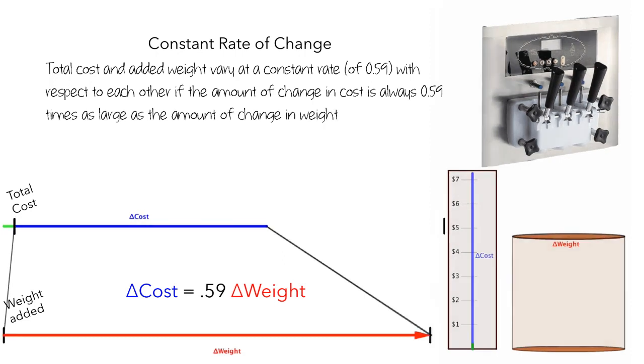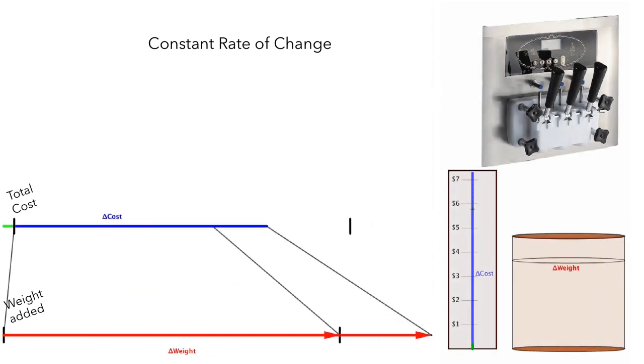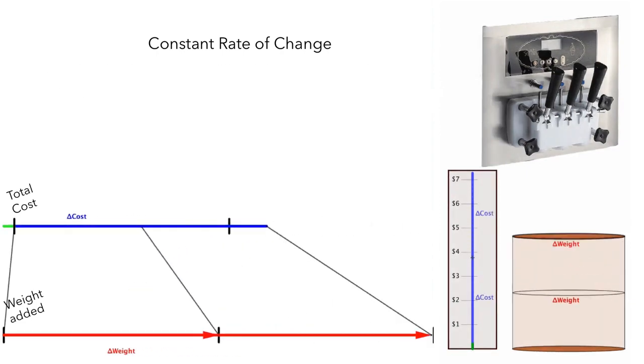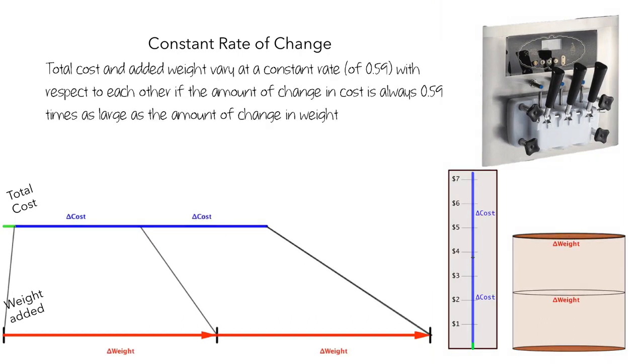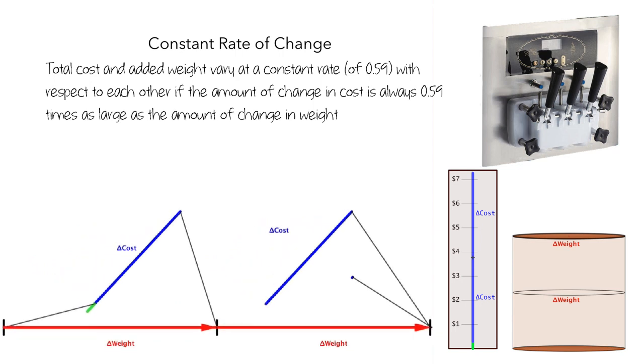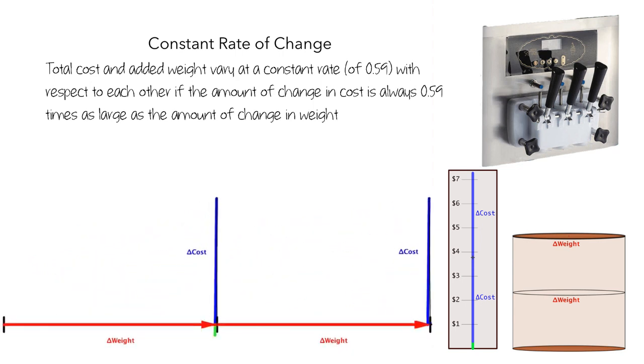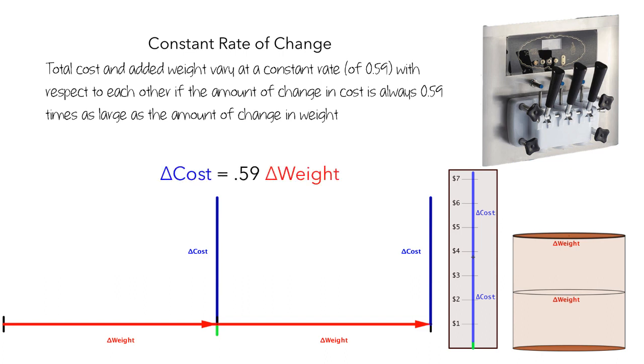We can also think about how this would work if, instead of treating the added weight of frozen yogurt as a single large part, we split our weight into two equal-sized parts. To make things a little easier to see, let's rotate the height bar. It's still the case that, for each of the two sections of added weight, the amount of change of cost is about 0.59 times as large as the amount of change in weight.